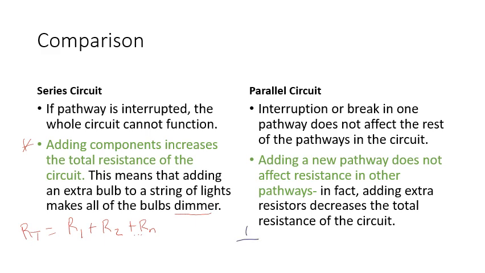1 over the total resistance. So the inverse of total resistance is equal to 1 over R1 plus 1 over R2 plus 1 over Rn, so however many resistors you have there. So you can see that the inverse of the resistance is going to be less. You don't have to know this formula, okay? But do understand that in a parallel circuit, if you add more resistors, it's going to decrease the total resistance of a circuit, okay?